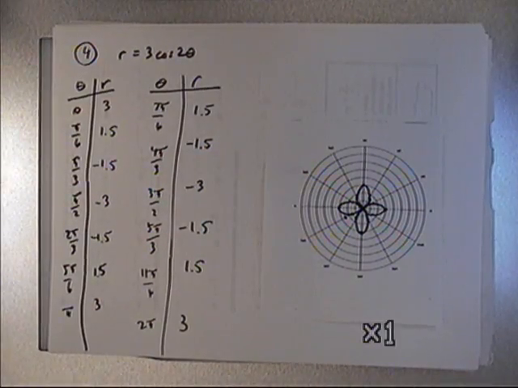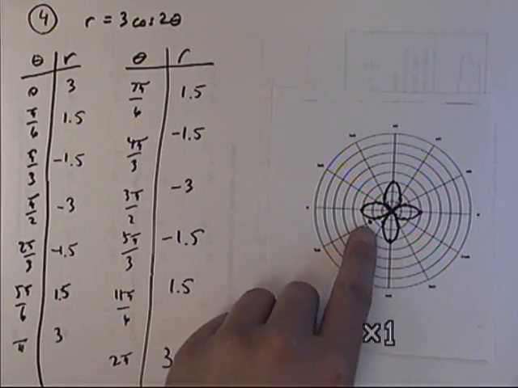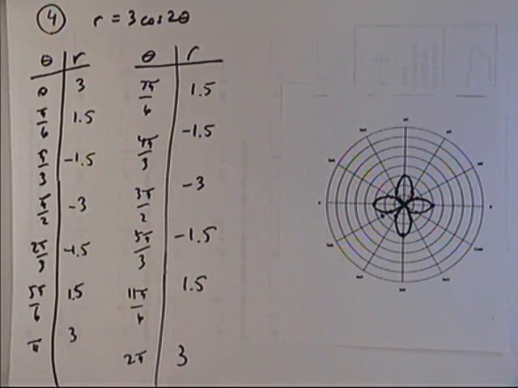So there's my flower for number 4. There's my table, and there's my flower. And that was my little mistake right there. The point in the wrong spot.